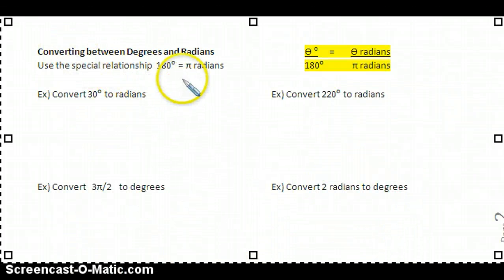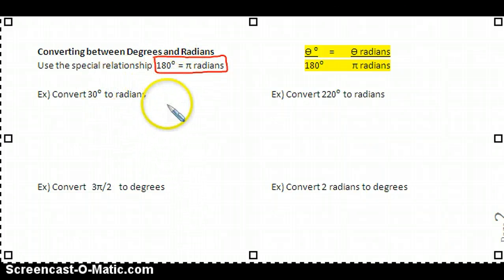This next example is going to ask you to change from degrees to radians or radians to degrees. So let's talk about the relationship between degrees and radians. We've addressed this in part 1 of the video, but I said that 180 degrees is the same as pi radians. We can use that relationship to help us change any degrees into radians or any radian measurement into an angle in terms of degrees. Here's how you would use that.